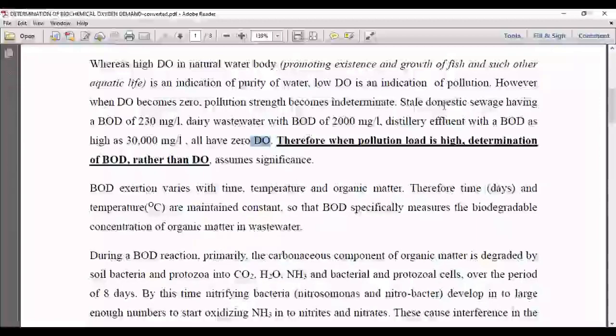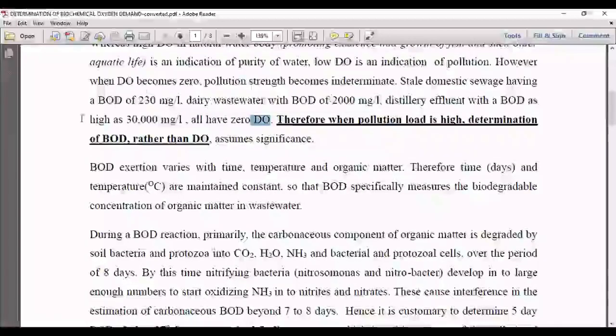And distillery effluent with a very high BOD of 30,000 mg per liter will also have the DO as zero only. So to decide the pollution strength, the BOD value is useful. Therefore, when pollution load is high, determination of BOD rather than DO assumes significance, and is very important.